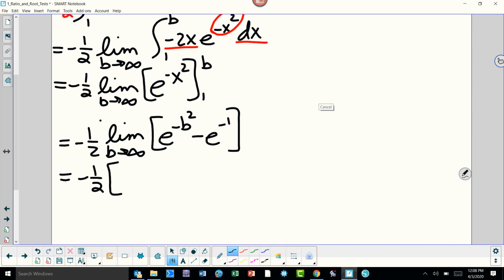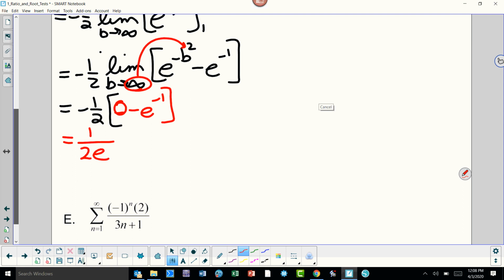Now if I do this limit, I'm going to get e to the minus infinity, because when I put infinity here, there's already a minus sign. So it's e to the minus infinity, which is 0, minus, so I can even put 0 if I want, minus e to the negative 1. So that's going to end up being 1 over 2e. And that's my answer, which means the integral converges.